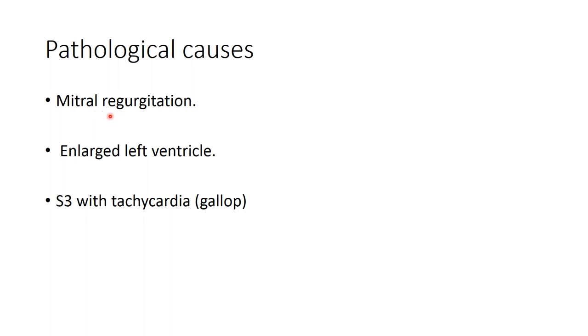But pathological causes would include mitral regurgitation or enlarged ventricle, and then S3 with tachycardia and a gallop. So we know that S3 can show us that there is a heart problem, especially with the left ventricle. It's an early mark of left ventricular disease. So in an adult patient, third sound and respiratory distress, we suspect that there is ventricular disease occurring there. Thank you.